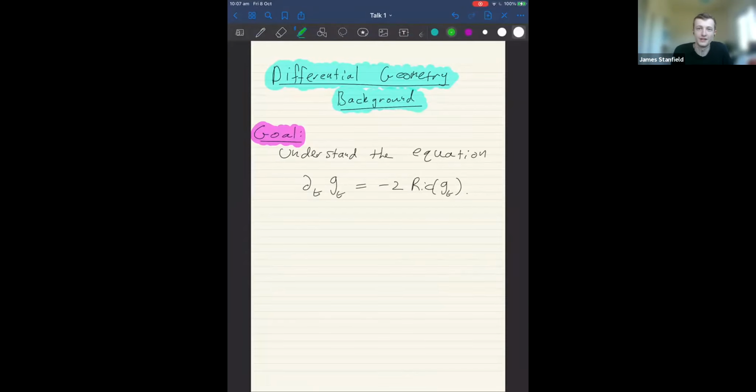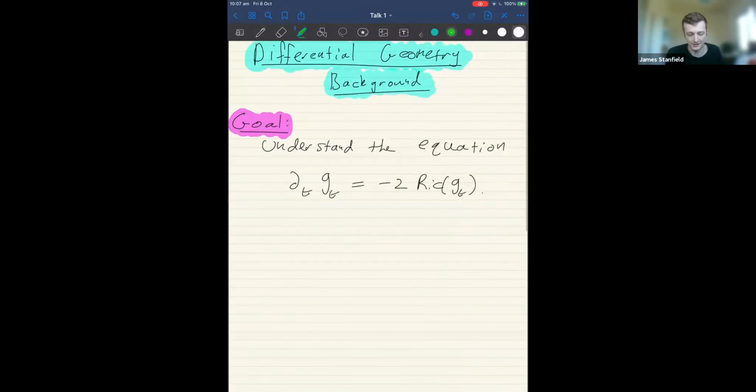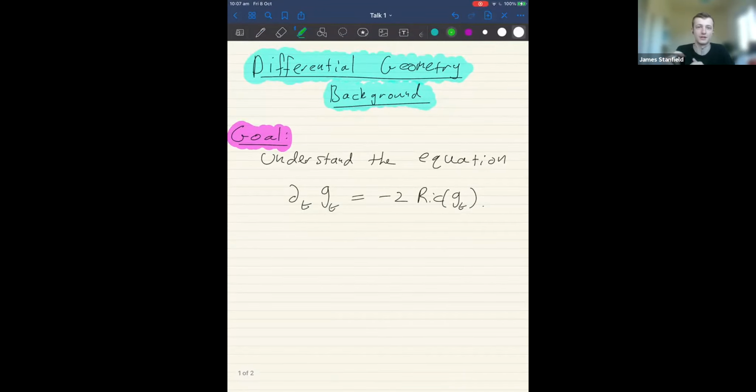So the goal of the next 2 talks is to understand the Ricci flow equation, to understand what's going on here. In this talk, I'm not going to get into a crazy amount of detail. I think we'll probably cover the left-hand side. This is talk 1. And then next time, we're going to talk about curvature. This is talk 2. Hopefully everyone understands that bit, and then we'll see how we go.